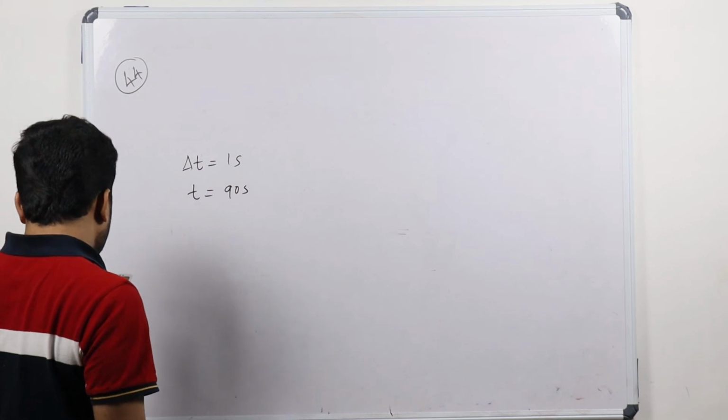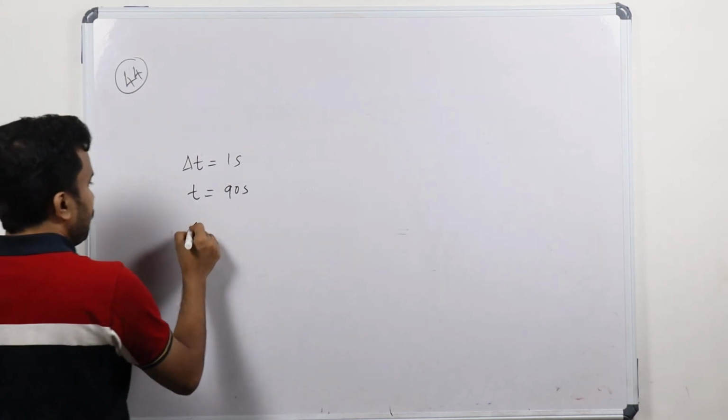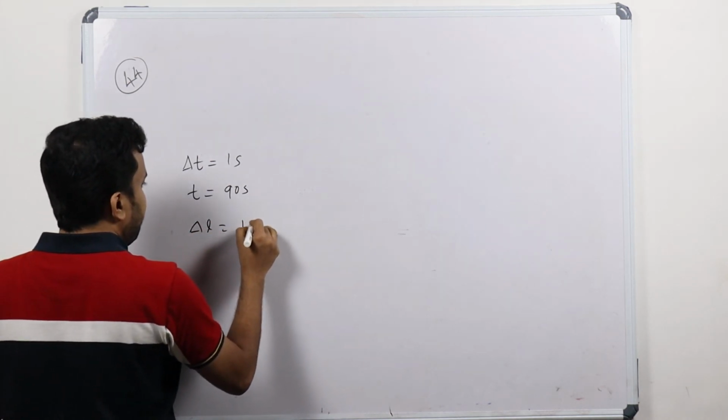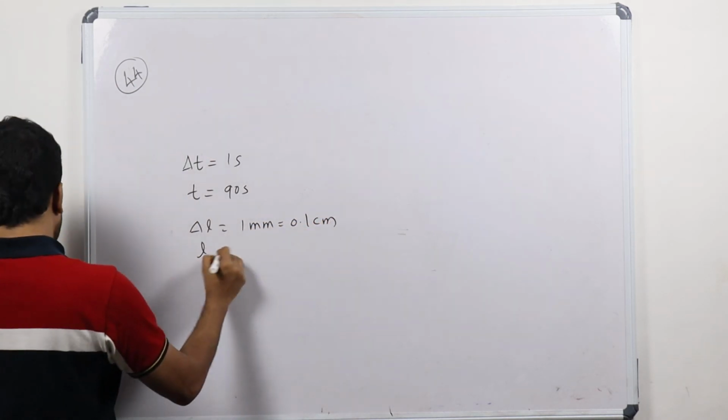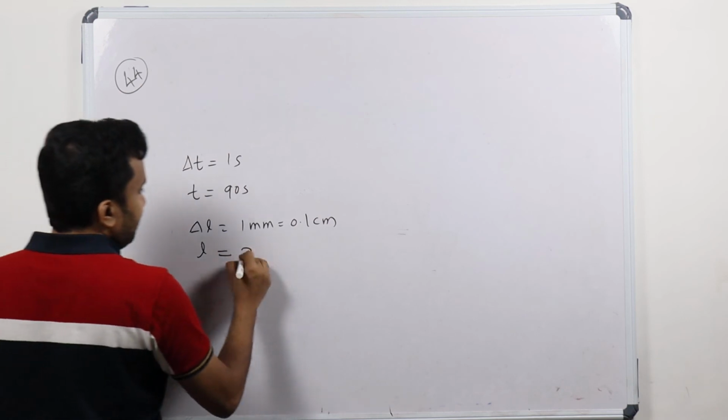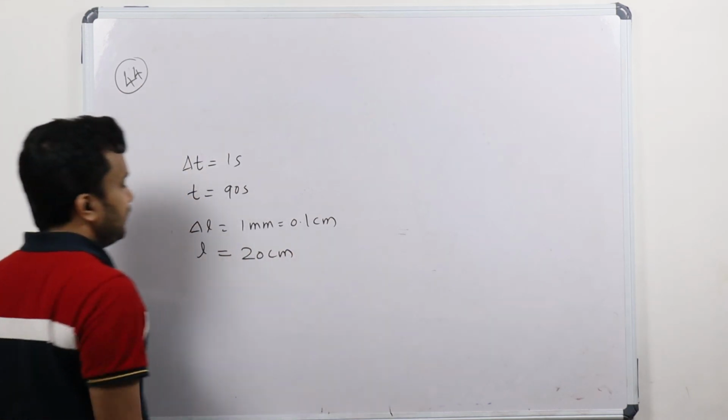And also length is measured by using the meter scale and of a least count. So delta L will be equal to 1 millimeter, which is equal to 0.1 centimeter. Original length will be equal to how much given? 20 centimeter. So I don't want to convert it, 20 centimeter.